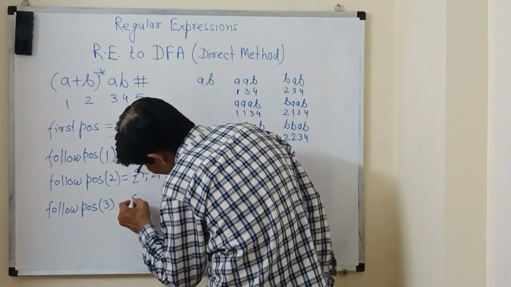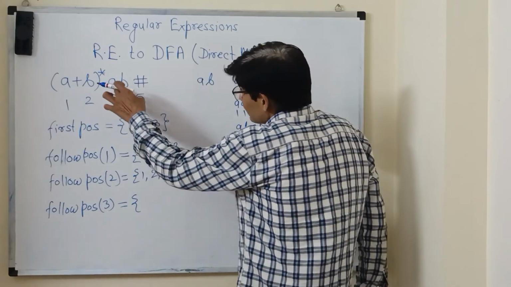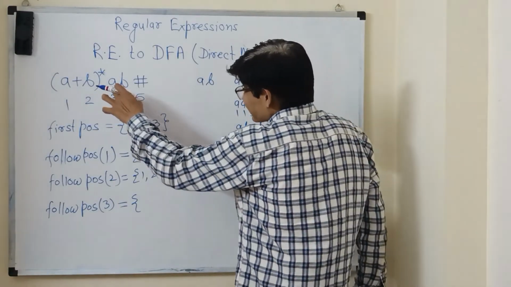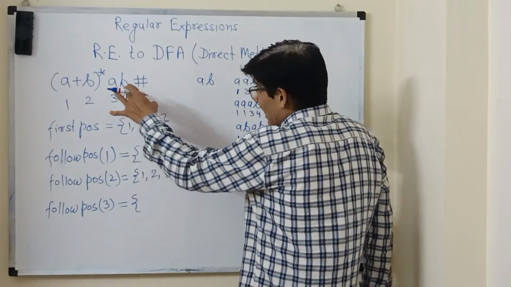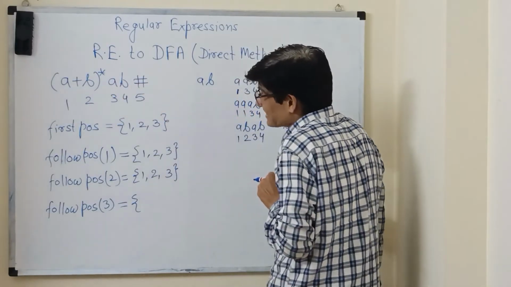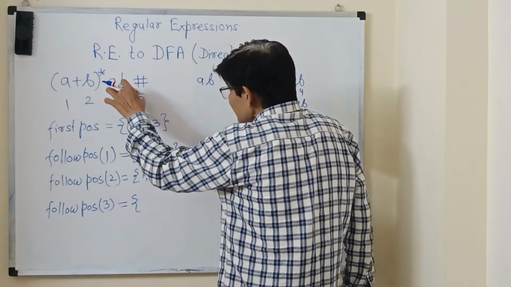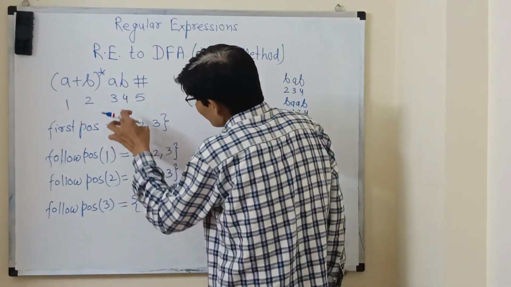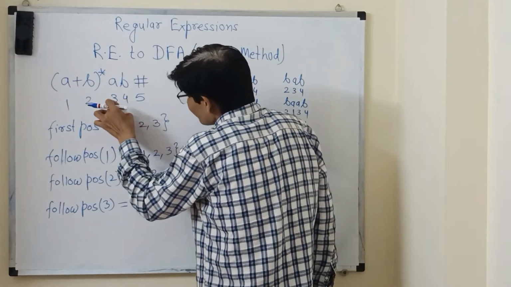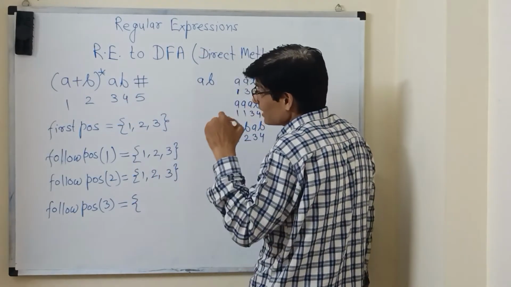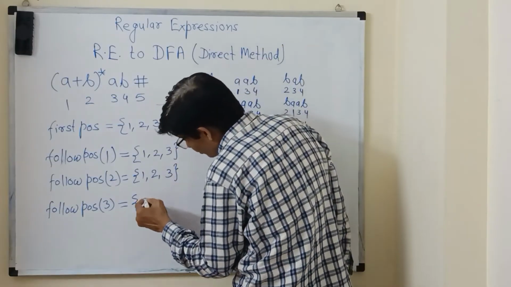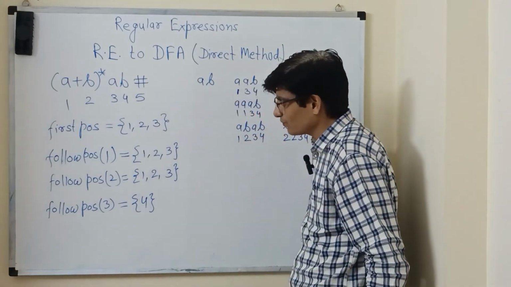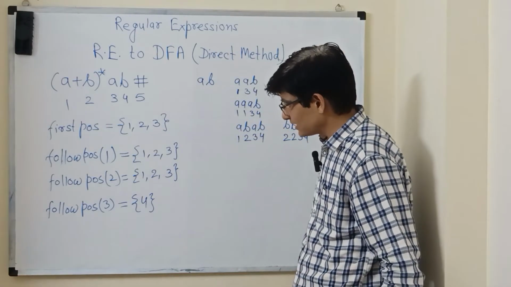Now, see, this A, which is assigned the number 3, is the compulsory A. After this, compulsory B is there. So only this B will be following this A. That means 4 will always follow 3, or you can say 3 will be followed by 4 only. So this is the only symbol in the followpos of 3.